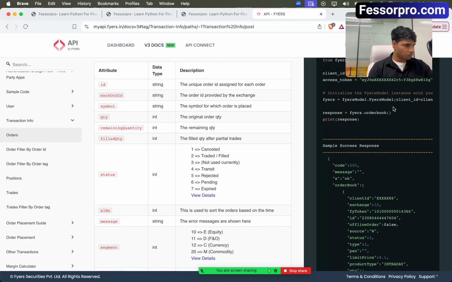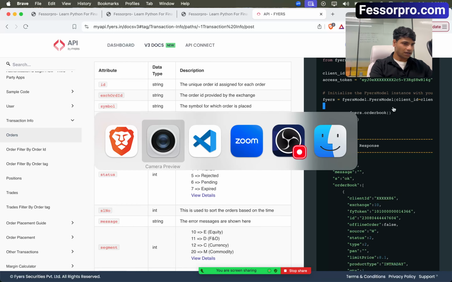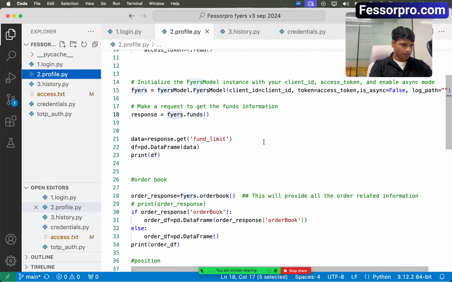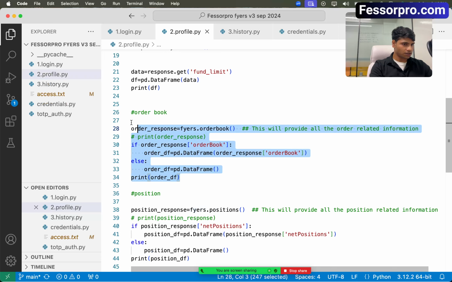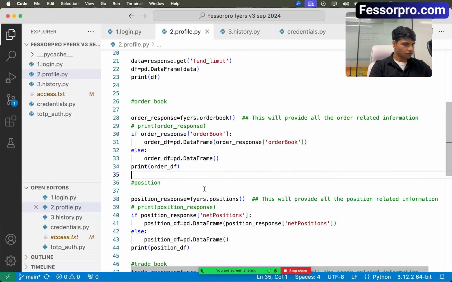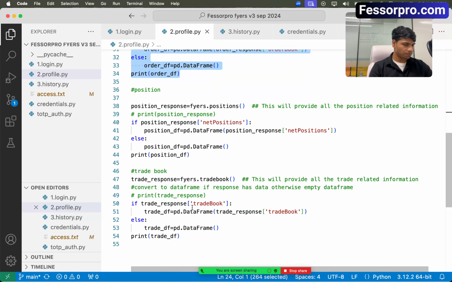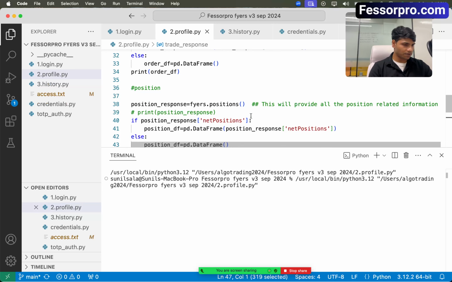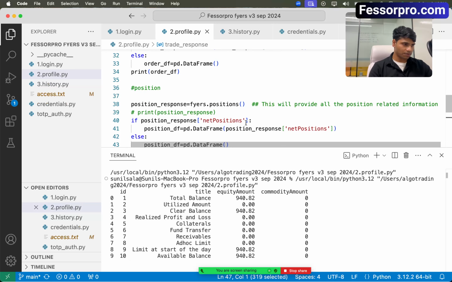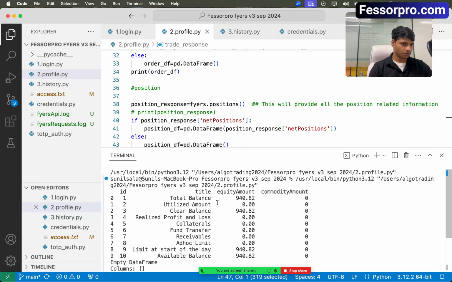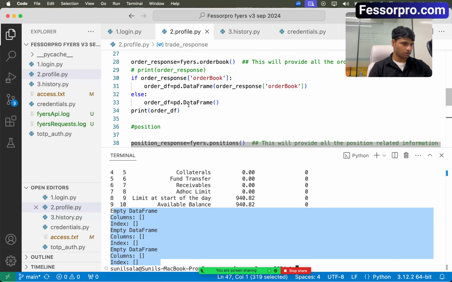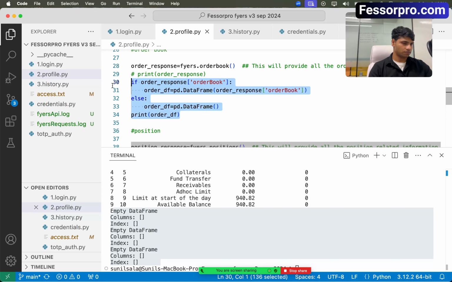So once you call the order book function, you'll get a data frame. Right now, if I fetch the data frame, it will be empty. If you go to my profile file and scroll down, you can see I'm calling the order book and printing it. I'm printing the order book, I'm printing the position, and I'm printing the trade book. So if I run this code, you'll see three data frames, but all three will be empty. Why? Because I have not placed any order or trade in this account. Okay, you can see these are the three data frames. All three of them are empty. Now today, if I place any order, you'll see some changes in the order book. You'll see some orders in the order book if I place any trade.